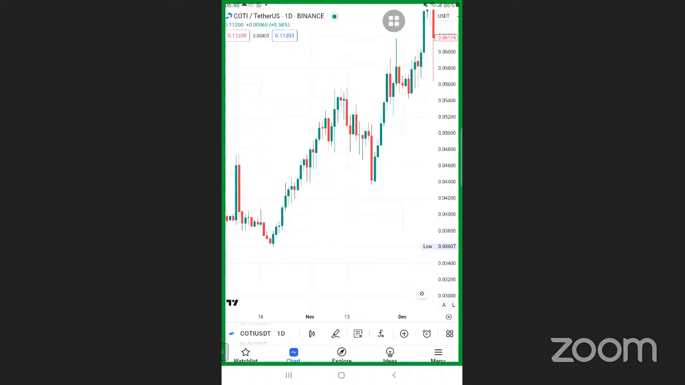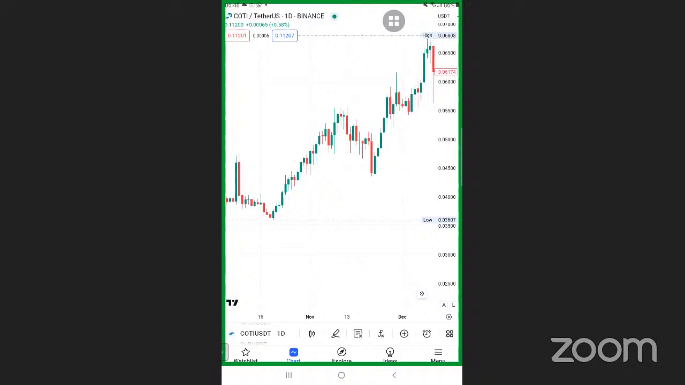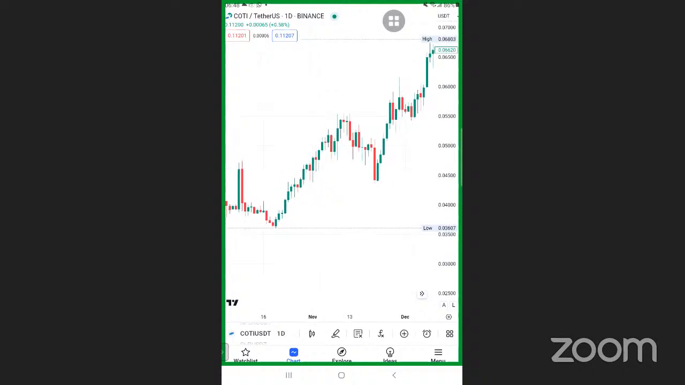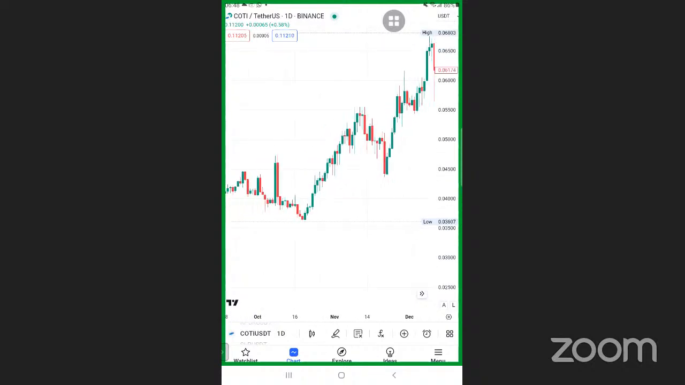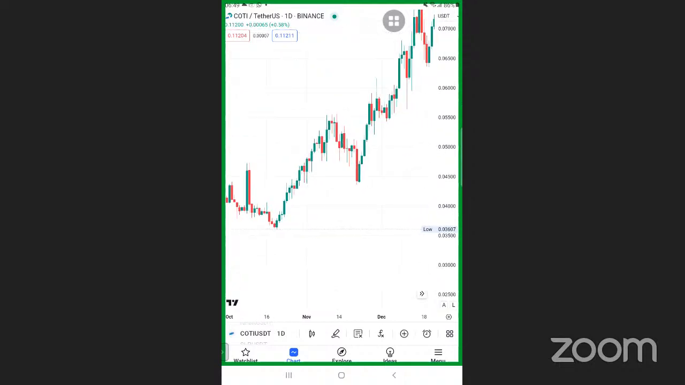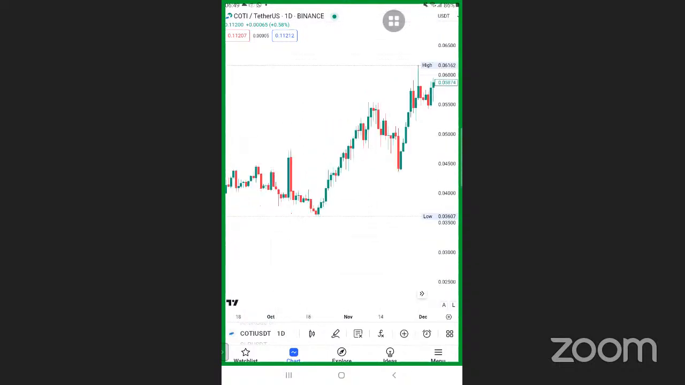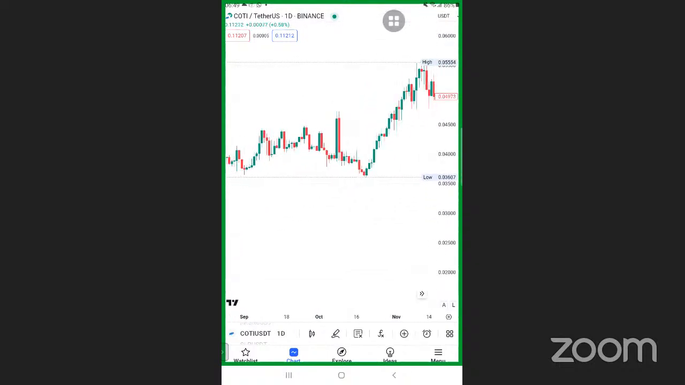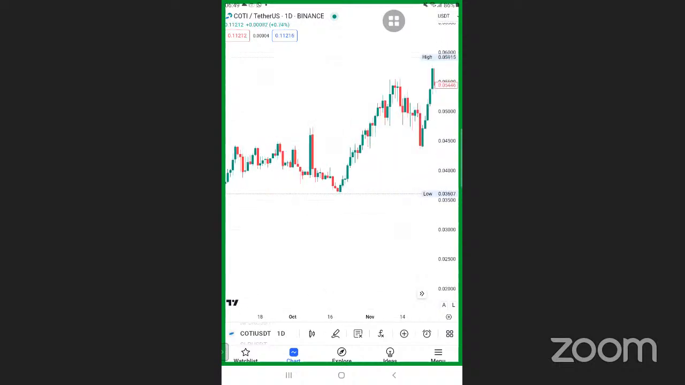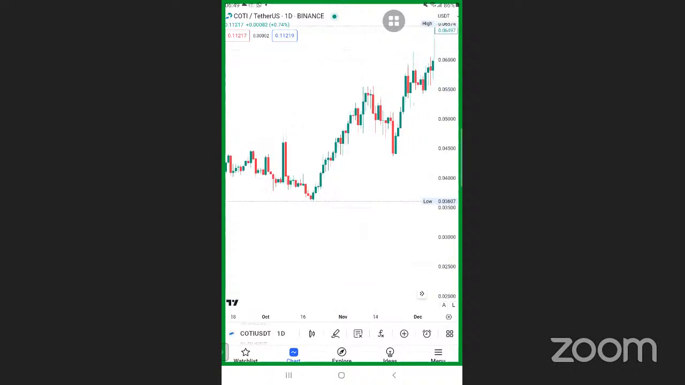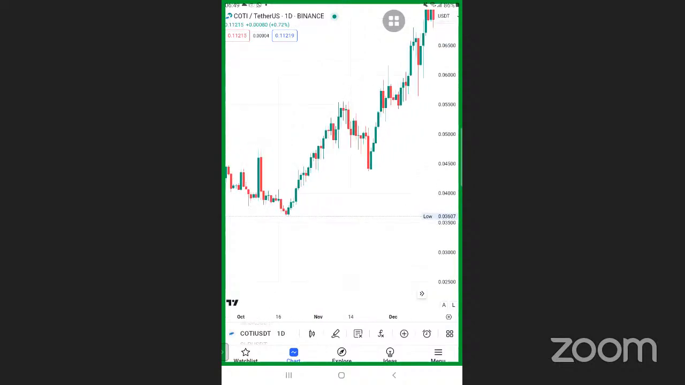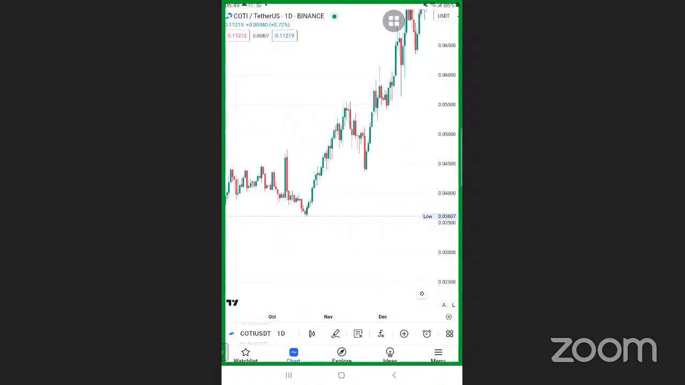Okay, I am right here, and I want us to start looking at them. I am in the 1 day time frame, and this is a coin called COT.